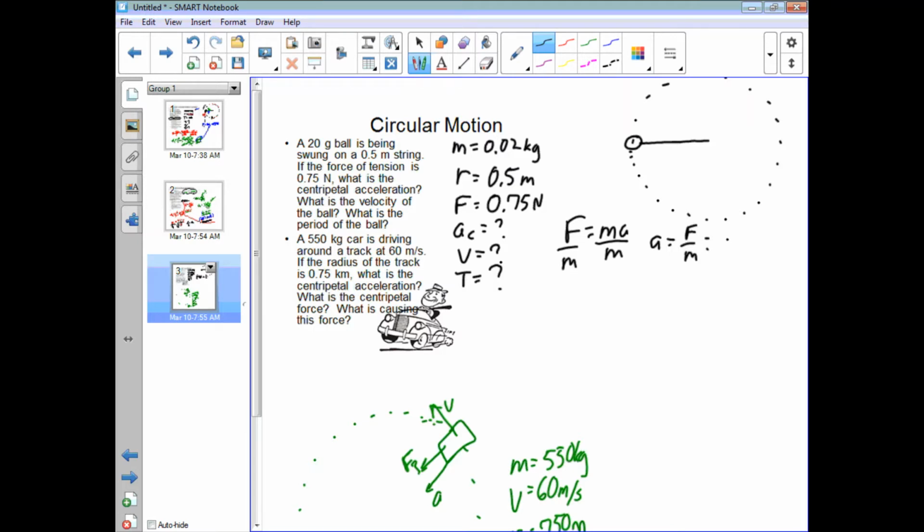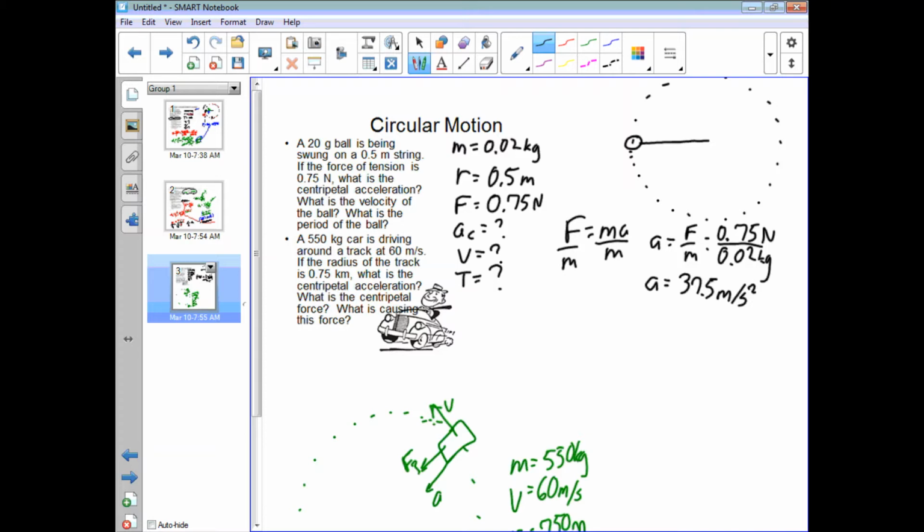So that's just going to be 0.75 newtons divided by 0.02 kilograms. It's a small numerator, but even a much smaller denominator. So it's going to be a larger number than you might have expected. What is the acceleration going to be? Okay, say it again, please. 37.5 meters per second squared.